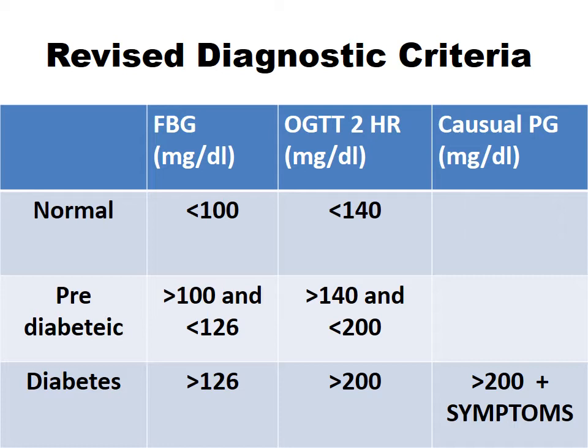Diabetic patient, the fasting blood glucose level should be more than 126 milligram per deciliter, and the oral glucose tolerance test will be more than 200 milligram per deciliter. Casual measurement of blood glucose in a diabetic patient will be more than 200 plus the presence of symptoms.